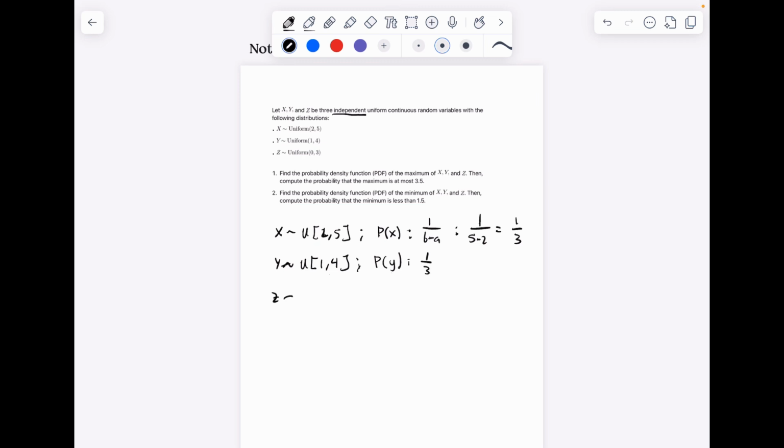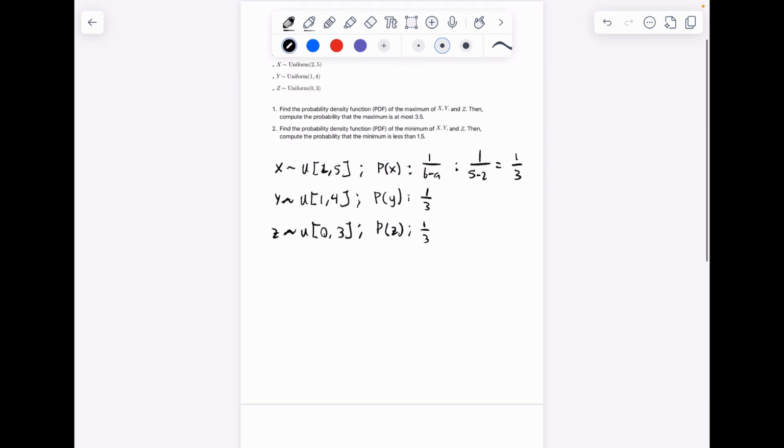And the same goes for Z, interval from 0 to 3. Our probability function is also 1/3. So now we have our three functions for the individual random variables. Now let's take a deeper look at what the actual question is asking us for.